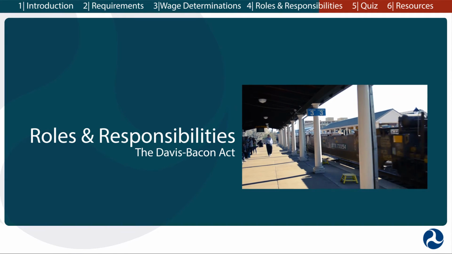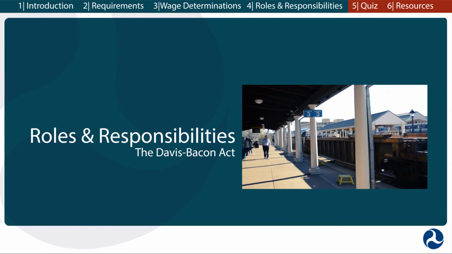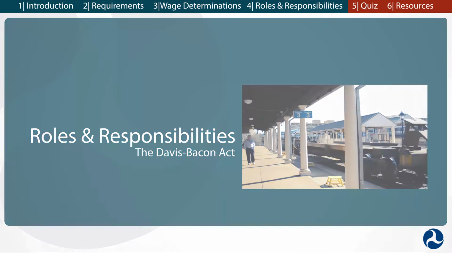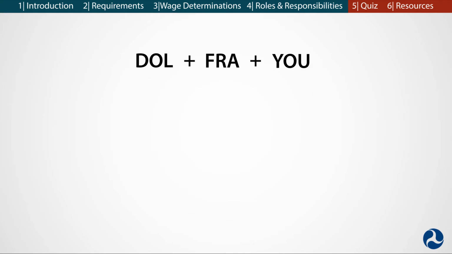Now that you know the requirements of the Davis-Bacon Act and the basics of wage determinations, let's discuss the roles and responsibilities for ensuring compliance. There are 3 major roles in ensuring DBA compliance.